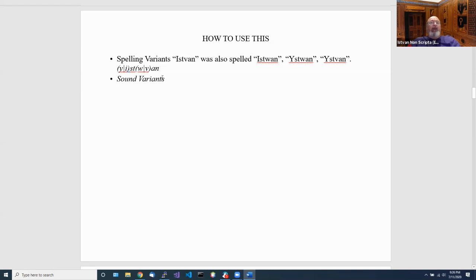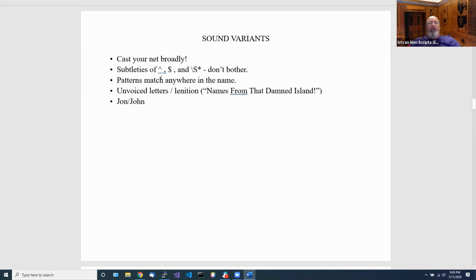Or you can use sound variants. Yay, we're on to the meat of this course. How do we use sound variants? Well, the big thing is try to get as much as you can. Don't try to limit yourself to exactly what the name says. You'll miss stuff.